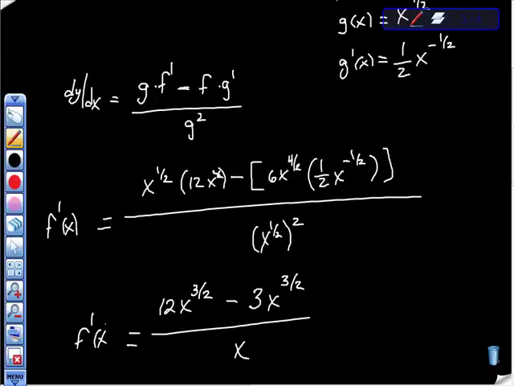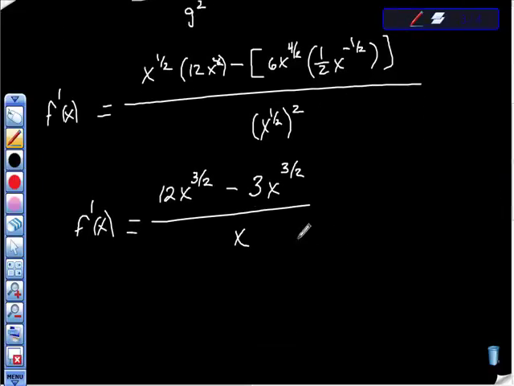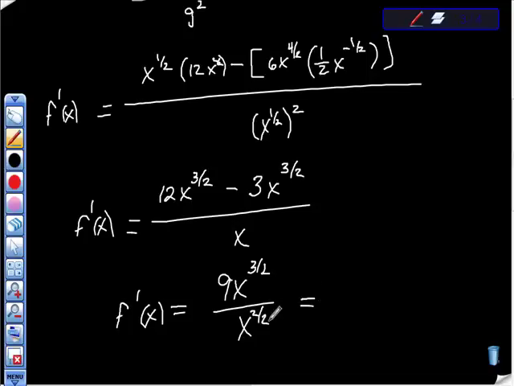So f prime of x, I simplify all this out, and we get 12x to the 3/2 minus 3x to the 3/2, which is 9x to the 3/2. So 9x to the 3/2 over x to the first, which is x to the 2/2. So we would get 3/2 minus 2/2, which is 1/2. So 9 square root of x, right?